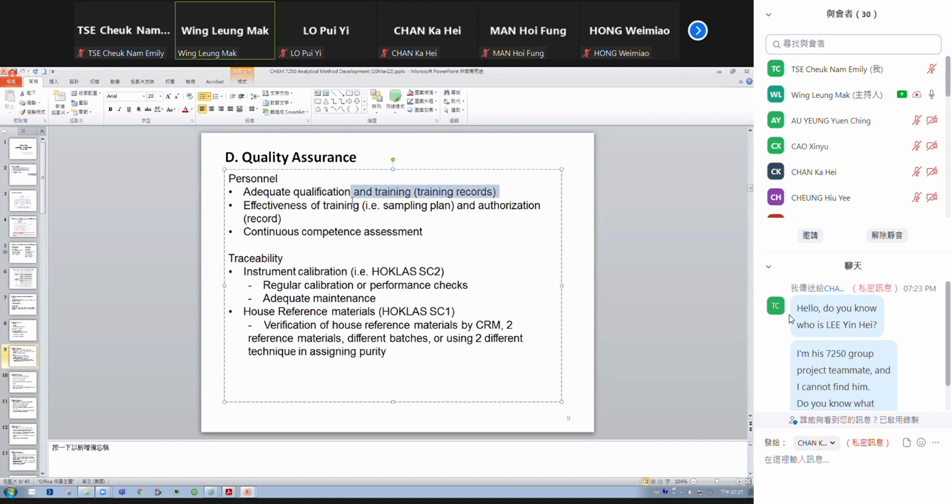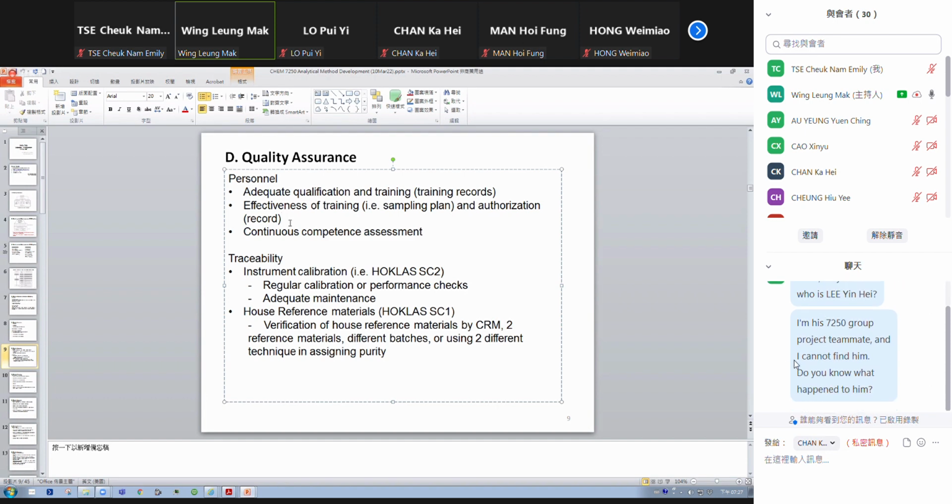And then the effectiveness of the training. After the training, I told you this is how to calculate the measurement uncertainty. The effectiveness should be evaluated by, for example, an examination, or you give a sample to the so-called trained person to see whether he can give you the result as you expected, okay?